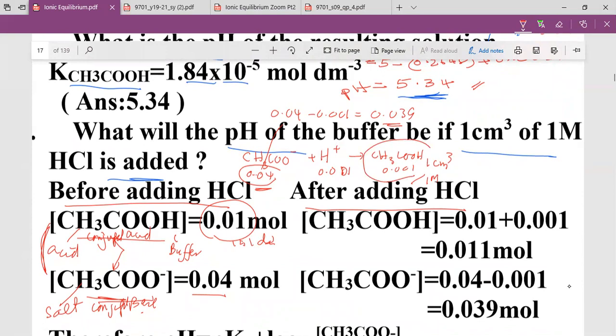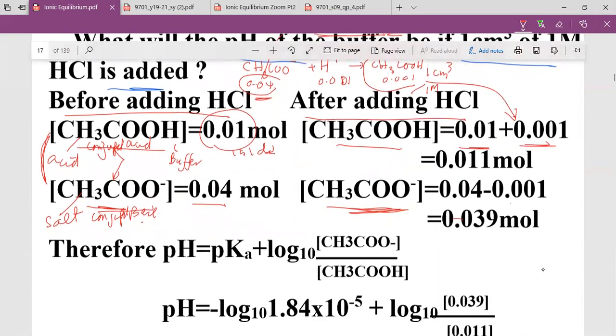That's why I said, look here, it means this one has increased. After adding HCl, the concentration of the acid will be 0.1 plus this one here. Now the conjugate base or the salt here will be 0.04 minus this 0.01, so it's 0.03. So now this is after adding your 1 cm cube of HCl. This is the actual concentration now of your weak acid. This is your salt, or the conjugate base.